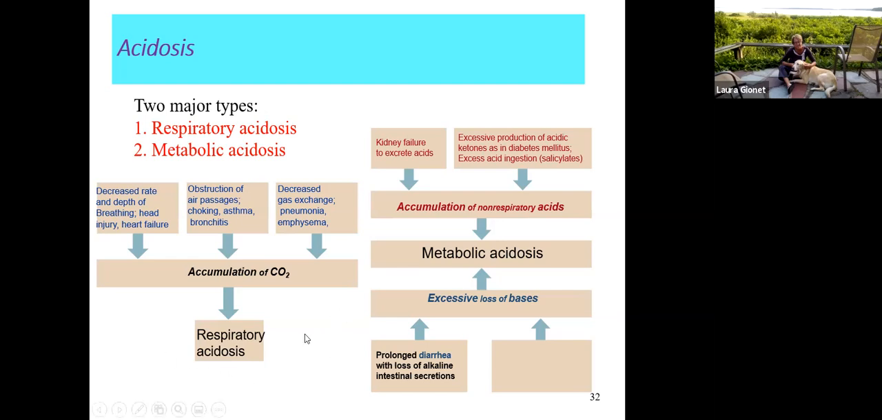When it comes to metabolic acidosis, which are metabolic sources, it's a little more complicated. So respiratory is pretty much about the respiratory system with a couple exceptions, like head injury and all-out cardiac failure. All right, so here on the left-hand side it says accumulation of carbon dioxide. There are three major sources of that. You can have a decreased rate and depth of breathing, like you're holding your breath maybe, head injury, or heart failure.